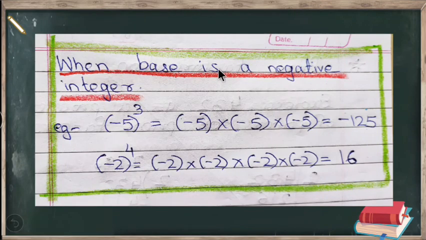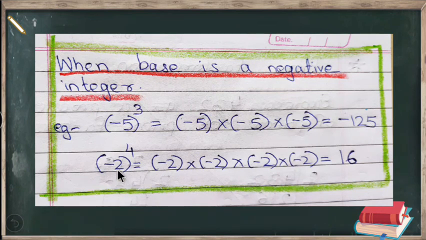Now when the base is a negative integer, for example minus 5 raised to the power 3, when we multiply minus 5 to itself 3 times, we will get the product as minus 125. 5 into 5 into 5 is 125. Minus minus is plus, plus minus is minus.